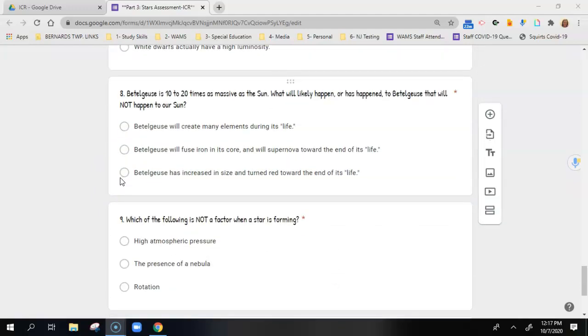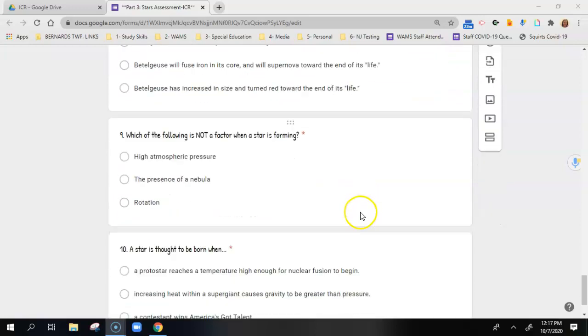Question 8. Betelgeuse is 10 to 20 times as massive as the Sun. What will likely happen or has happened to Betelgeuse that will not happen to our Sun? A, Betelgeuse will create many elements during its life. B, Betelgeuse will fuse iron in its core and will supernova towards the end of its life. Or C, Betelgeuse has increased in size and turned red toward the end of its life.